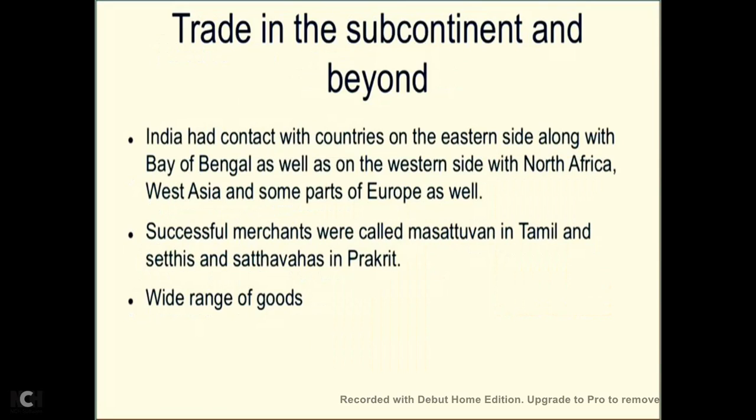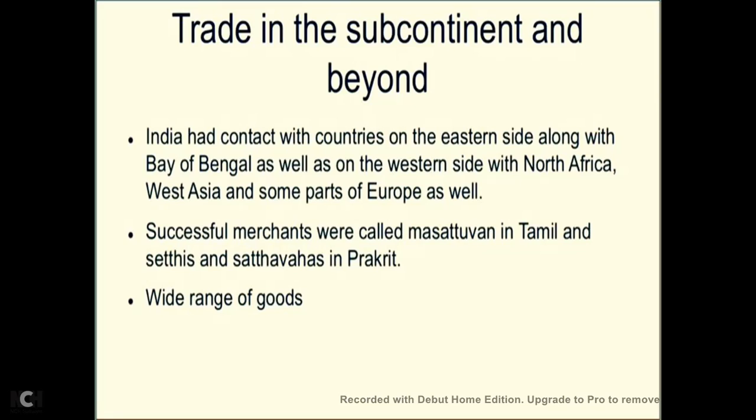Now, trade in the subcontinent and beyond. From the 6th century BC, land and river routes crisscrossed the subcontinent and extended in various directions, overland into Central Asia and beyond, and overseas. So India at that time had contact with the countries on the eastern side, along the Bay of Bengal, as well as on the western side with North Africa, West Asia, and some parts of Europe as well.